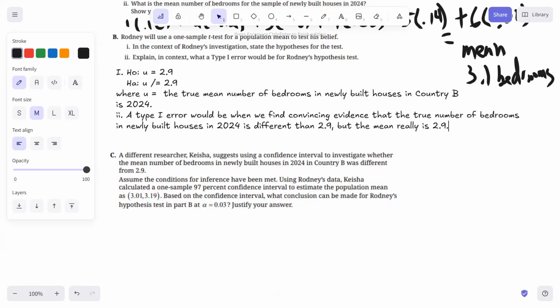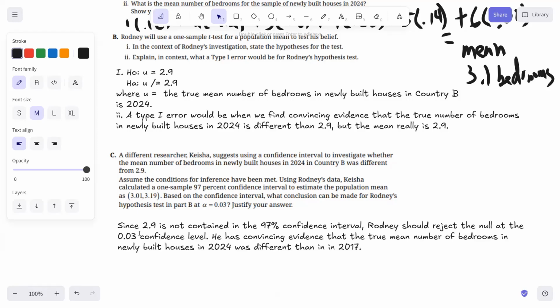Now, one thing you'll notice right away is that 2.9 is not contained in the 97% confidence interval. So since the confidence interval does not contain the null, we would have convincing evidence at the 0.03 significance level that the true mean number of bedrooms in newly built houses in the country B in 2024 really is different than it was in 2017. I'll write that out for you below again. So that's it for question number 5.